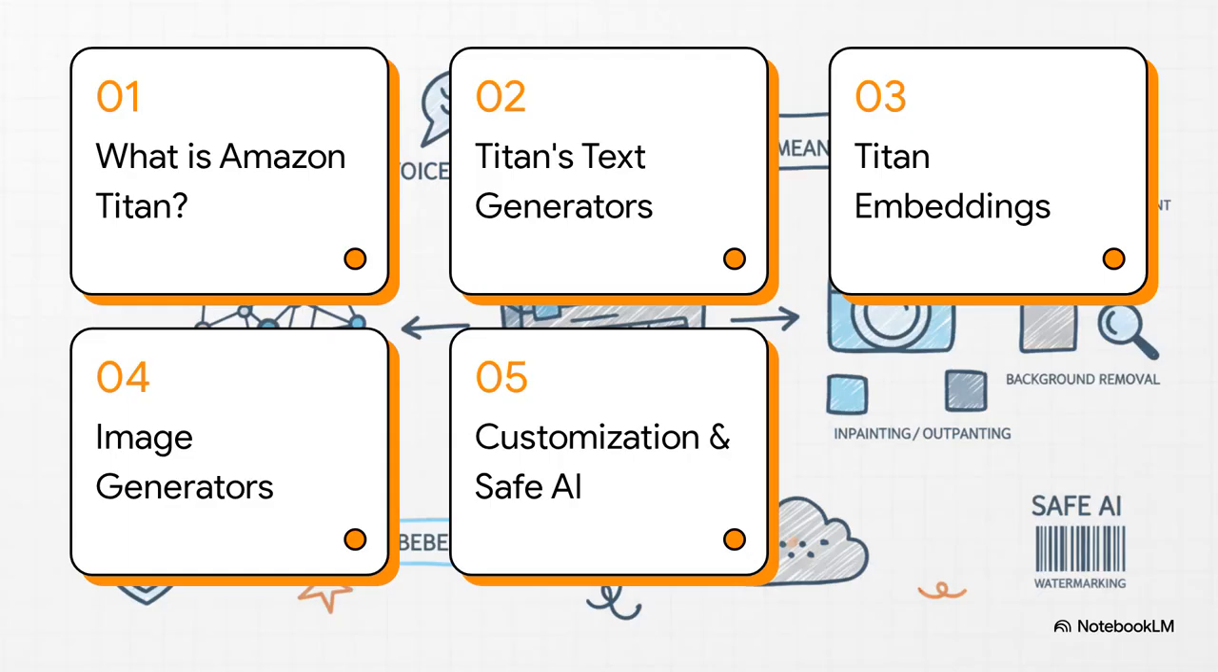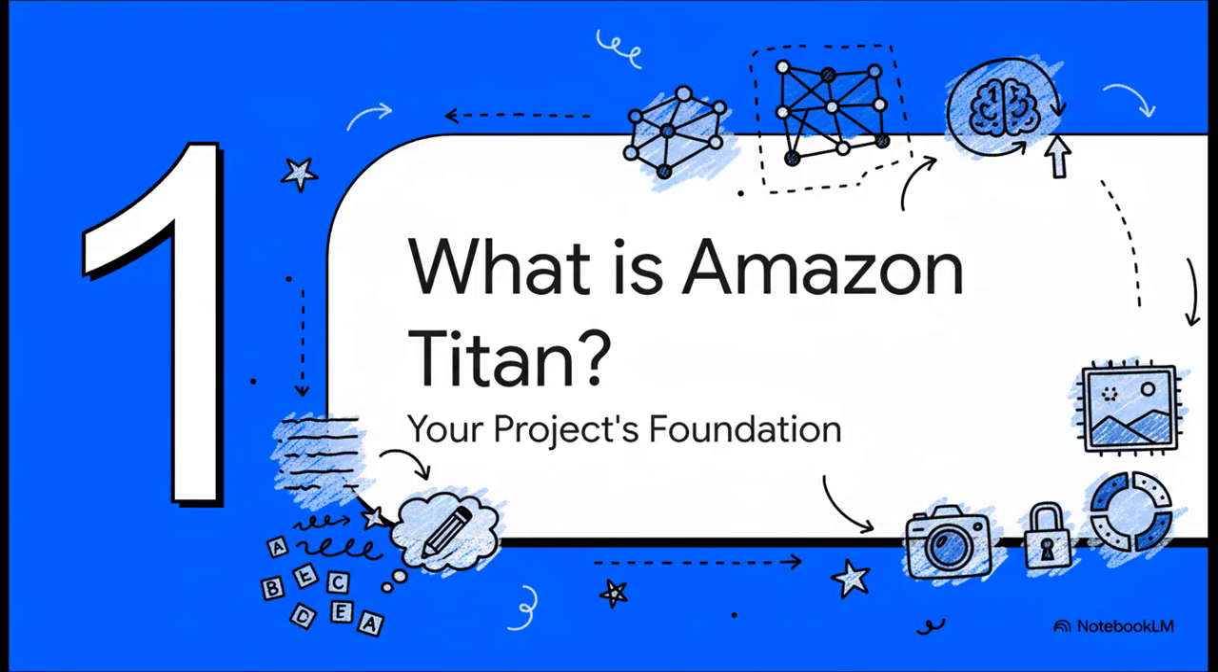So, here's our game plan for this tour. First, we'll cover the big picture. What is Amazon Titan? Then, we'll get into the specifics: the text generators, what these things called embeddings are all about, and of course, the image generators. And to wrap it all up, we'll talk about how you can customize everything and, really importantly, how to build with it safely. All right, let's jump right into section 1.